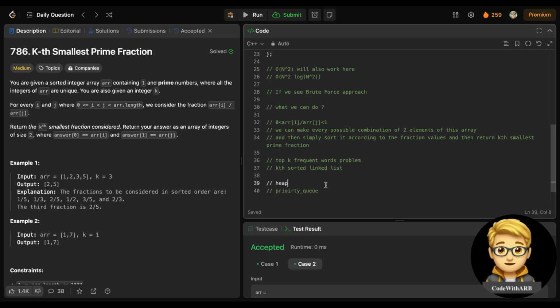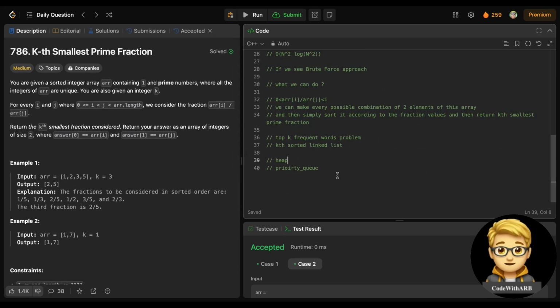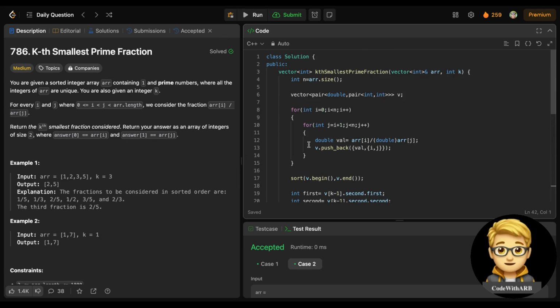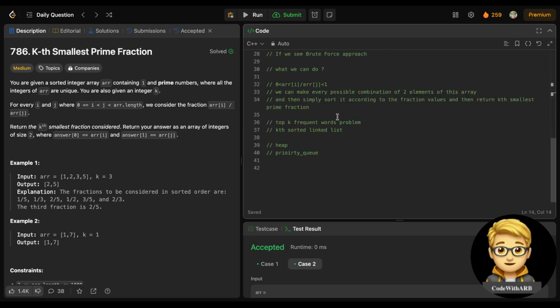So, can we solve this using a heap? Let's see. What we are doing here is inserting all the fractions and sorting them ultimately, so that's why it takes O(n square). But instead of doing this, if we look here, this is already sorted, right?